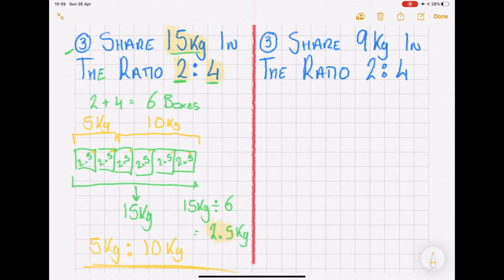Okay, fantastic. So again, pause the video here, copy out the working for this left-hand example, and then have a go at this right-hand example over here and play the video once you're done.